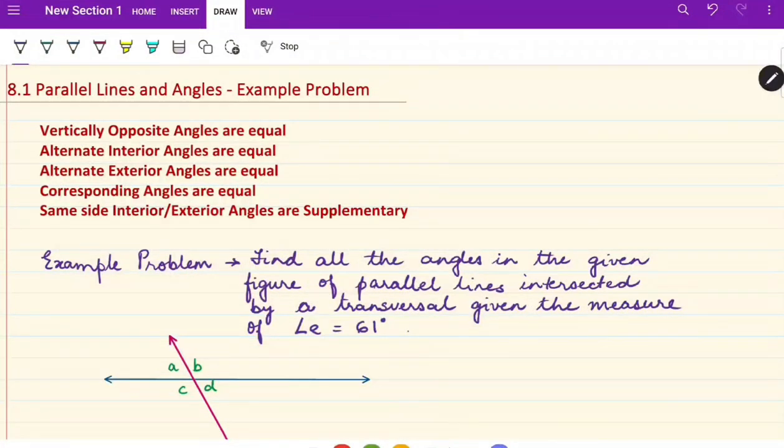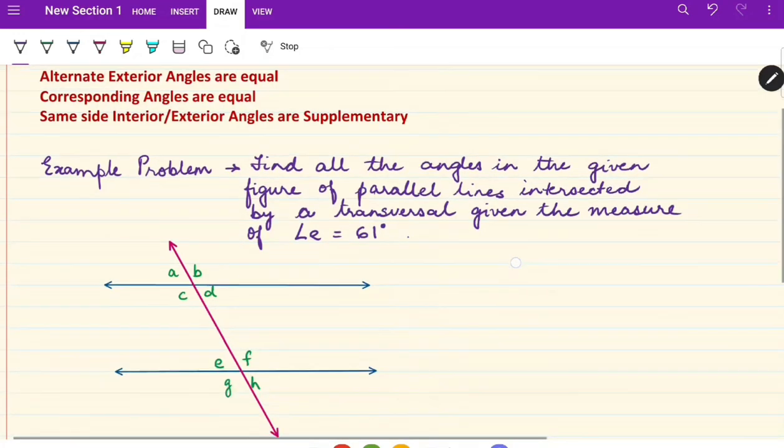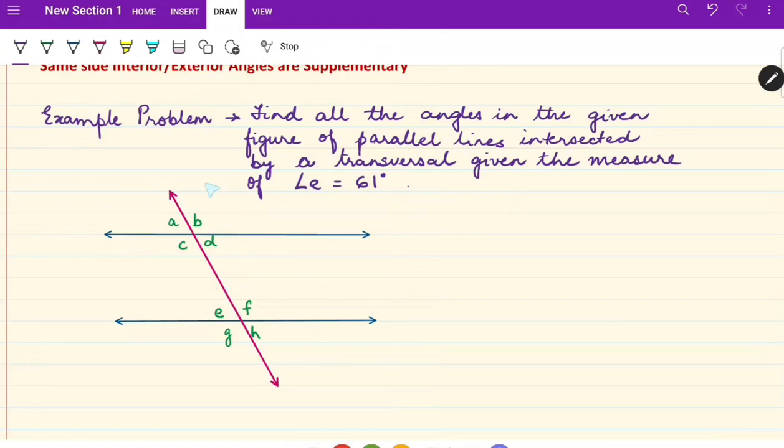Hello everyone. We are now going to work on an example problem on parallel lines and angles, and the exercise is to find all the angles in this figure given the measure of only one angle. So here it says find all the angles in the given figure of parallel lines intersected by a transversal given the measure of angle E equals 61 degrees.